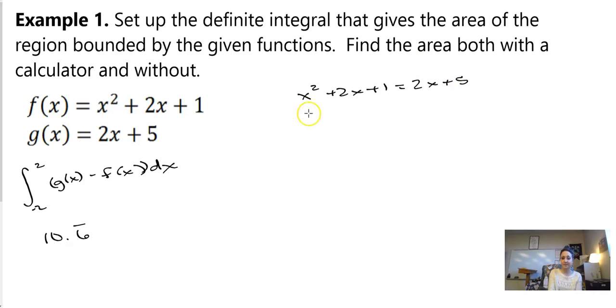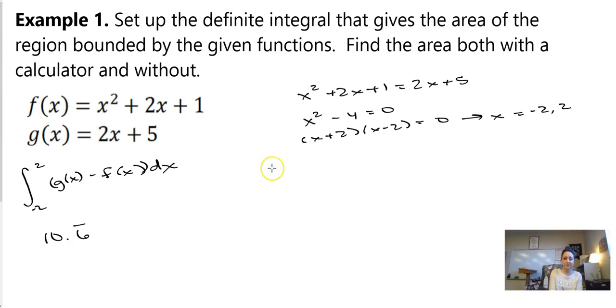It's a quadratic, so let's get all our terms on the left side. So x squared, the 2x's go away, and then minus 4 equals 0. A couple ways we can do this, but I'm going to go ahead and do difference of perfect squares. So this tells me that my functions intersect twice, once at -2 and the other at +2, okay? So I know I'm going to go integral from -2 to 2.